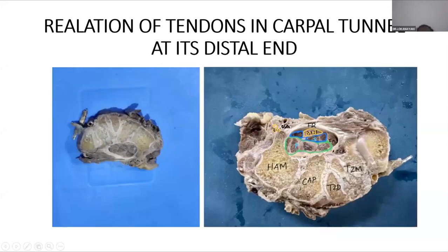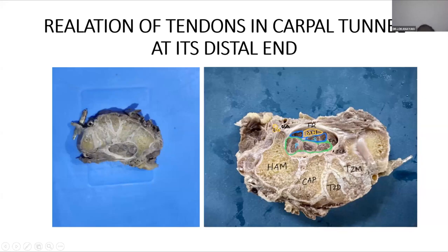So this is the labeled picture of the distal section of the carpal tunnel. This is the hook of the hamate, where the distal end of the flexor retinaculum is attached. You are able to see the ulnar vessel, the flexor retinaculum, and on the lateral side the trapezium, trapezoid, capitate, and hamate.